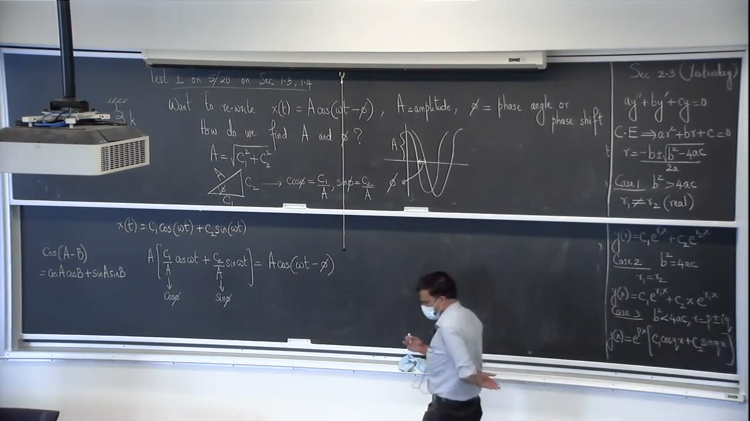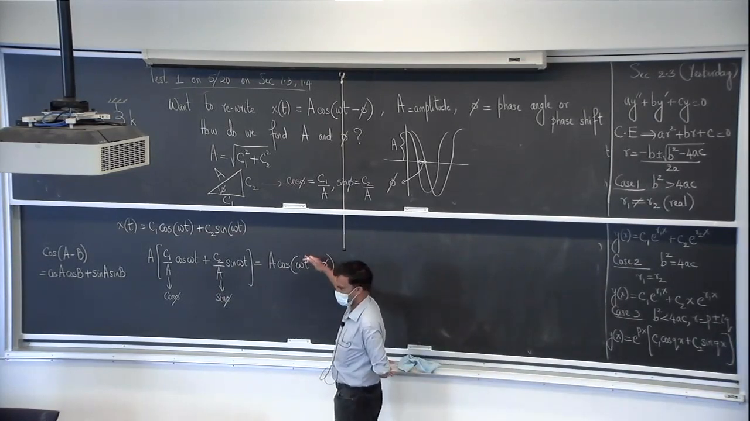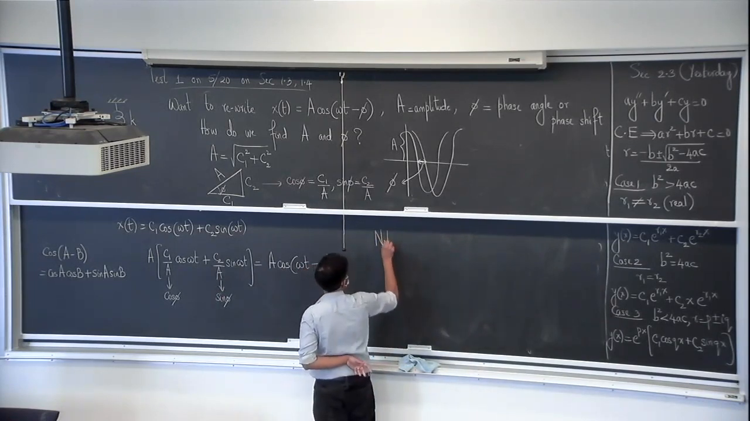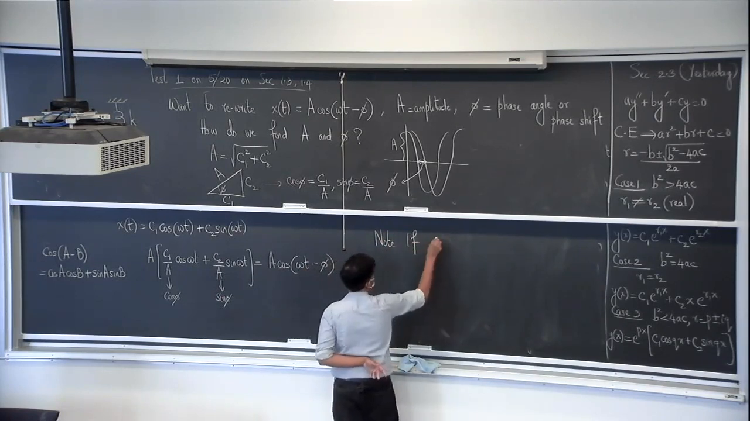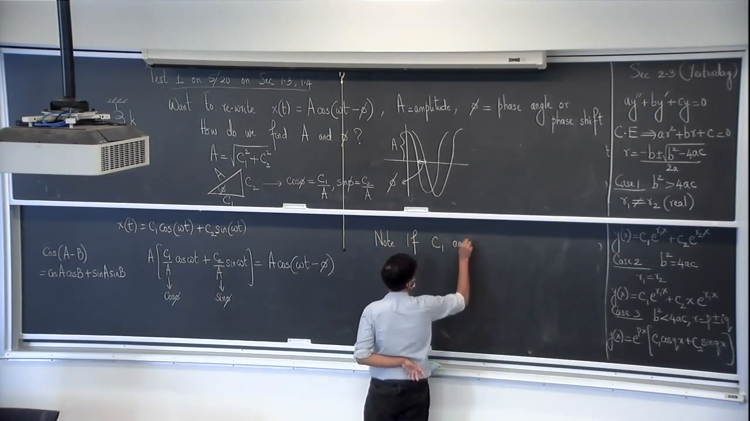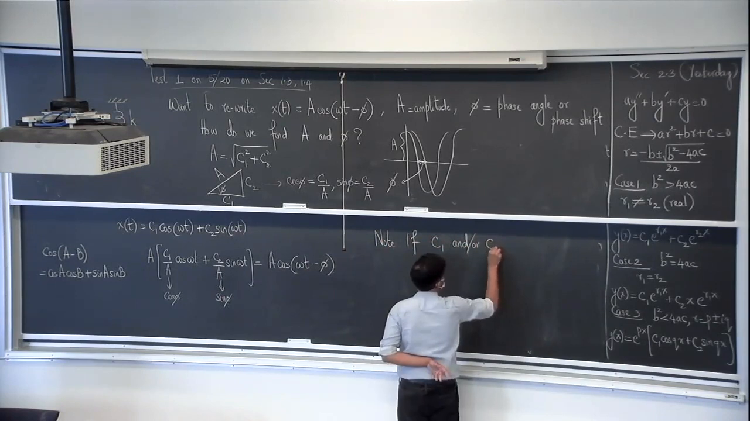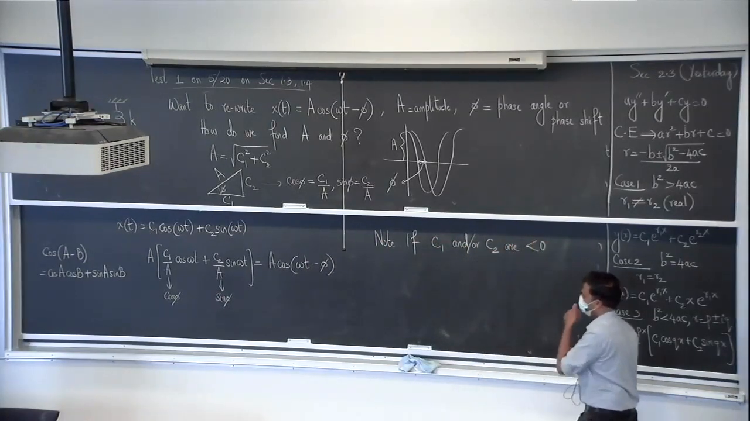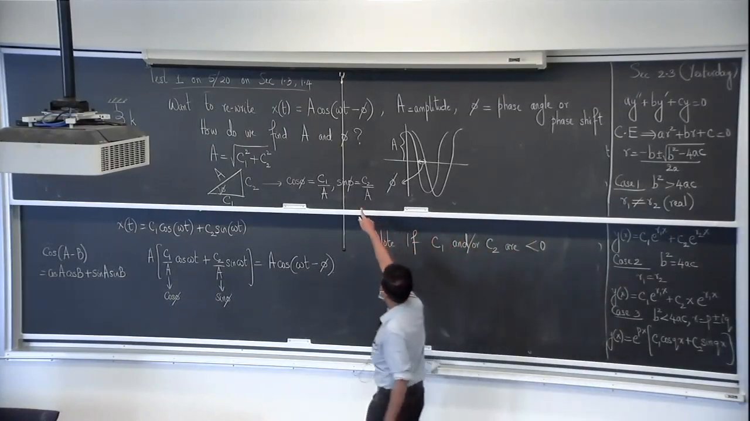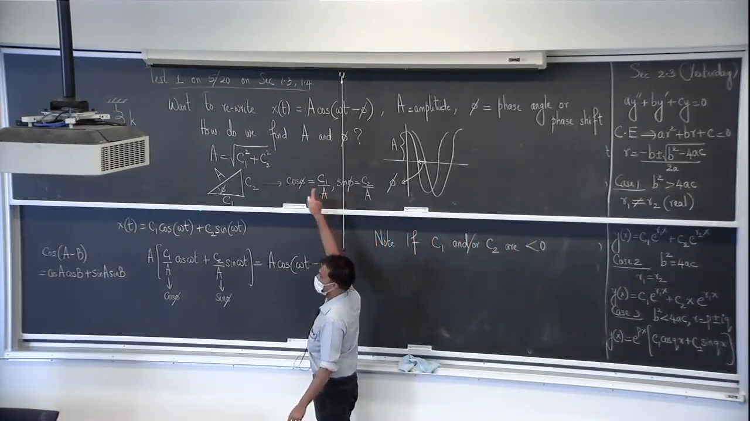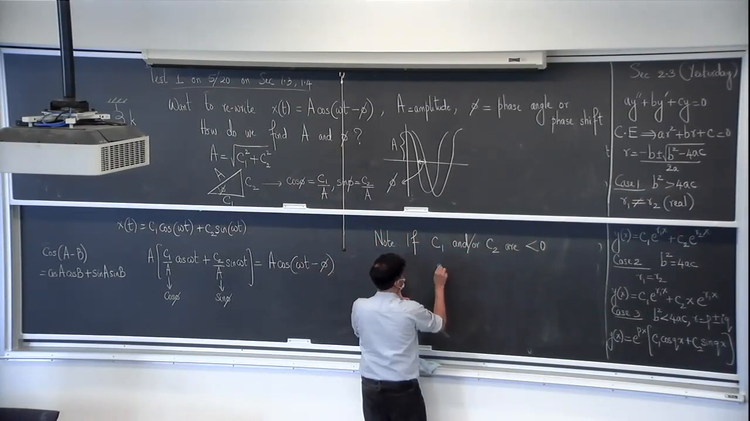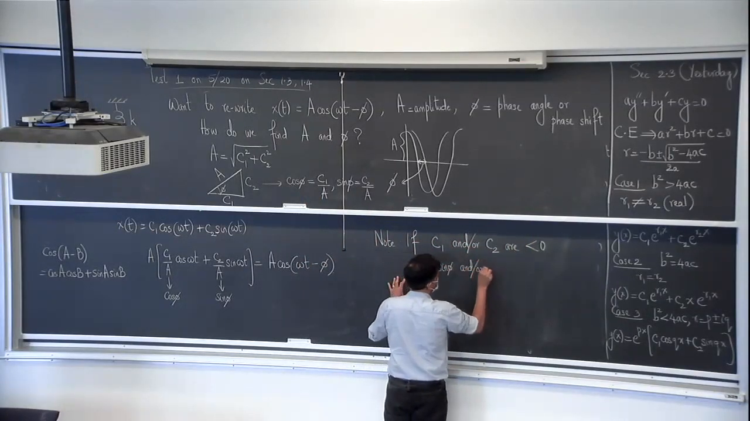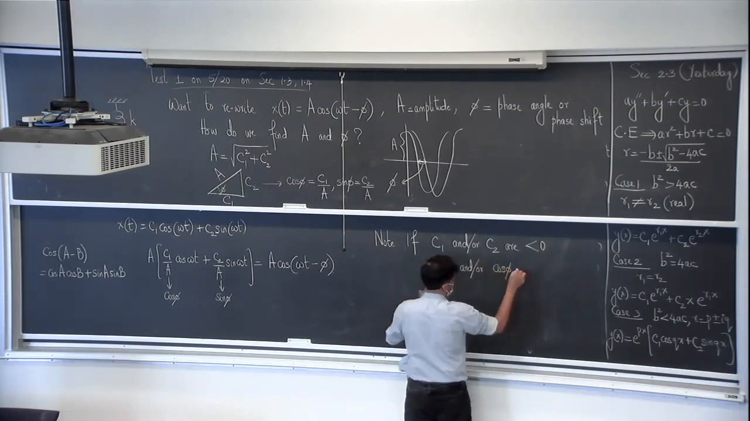All right, there is a little bit more trouble ahead of this. Okay, this is not done yet. Note that if C1 and/or C2 are negative, that is going to change the sign of these two terms here. The sine phi and/or cosine phi will become negative.